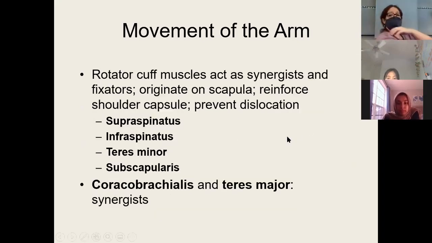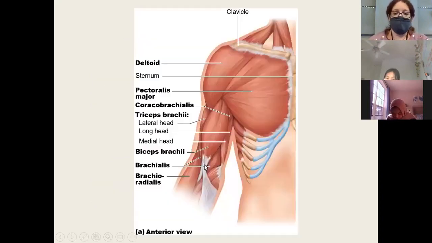Your rotator cuff is below the trapezius and beneath the deltoid: your supraspinatus, your infraspinatus, teres minor, and your subscapularis. These act as synergists, so they increase the movement, and fixators. They originate on the scapula, reinforce the shoulder capsule and prevent dislocation. Then the coracobrachialis and teres major are also synergists, so they help the prime movers move.